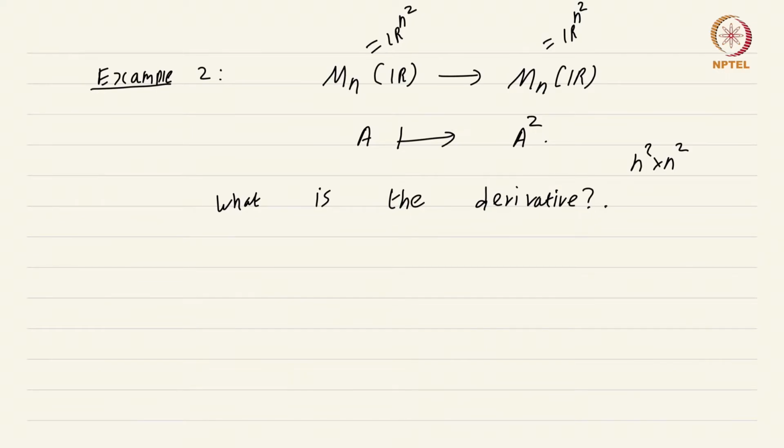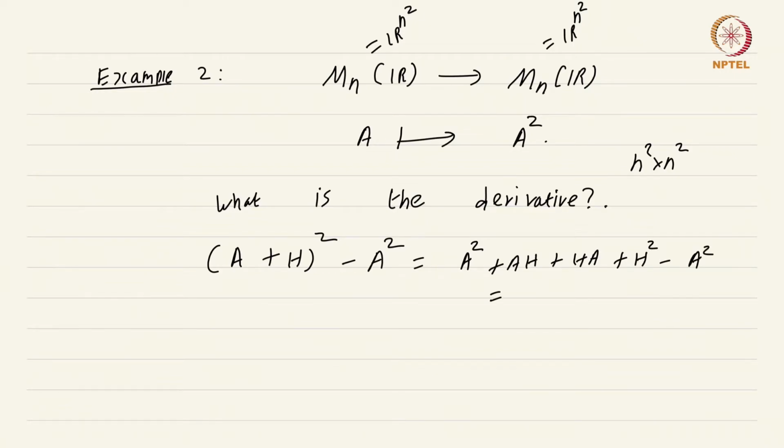So what must we do? We must compute a plus h the whole squared minus a squared. This is what we are required to compute. So this is a squared plus ah plus ha. We have to be careful, matrices don't commute, plus h squared, minus a squared, which is ah plus ha plus h squared. Okay, now observe that I have incremented the matrix A by another matrix H.